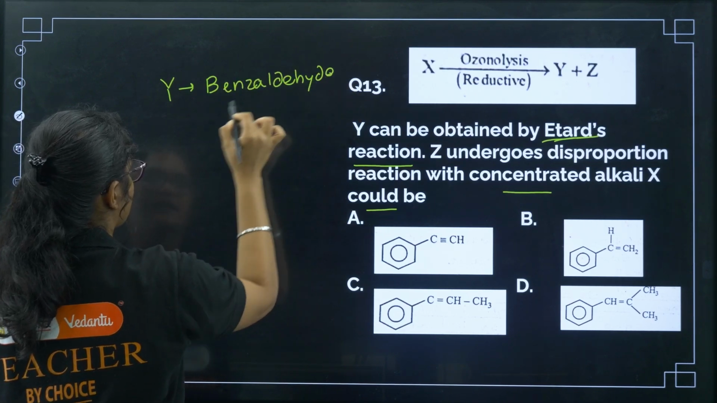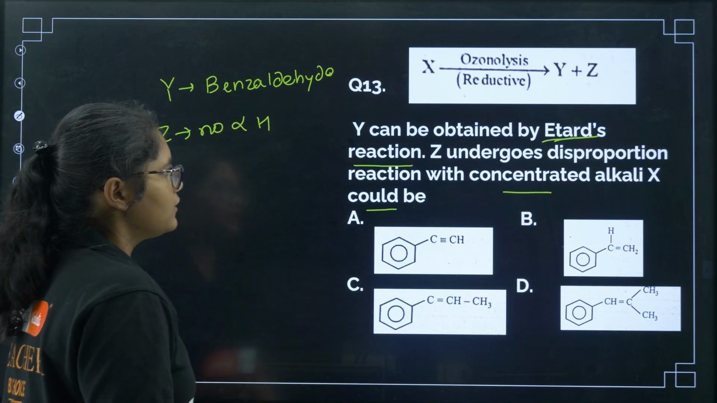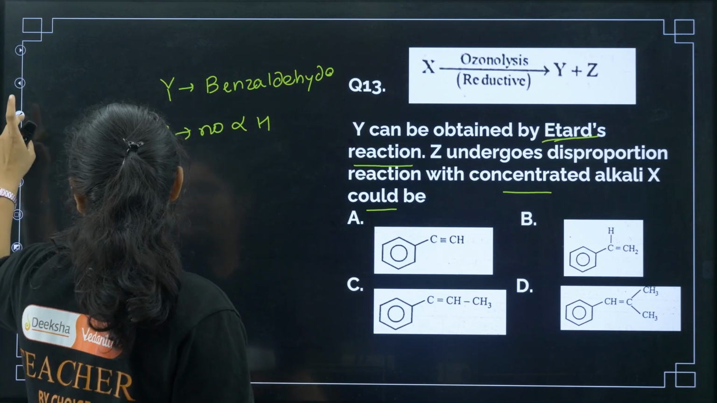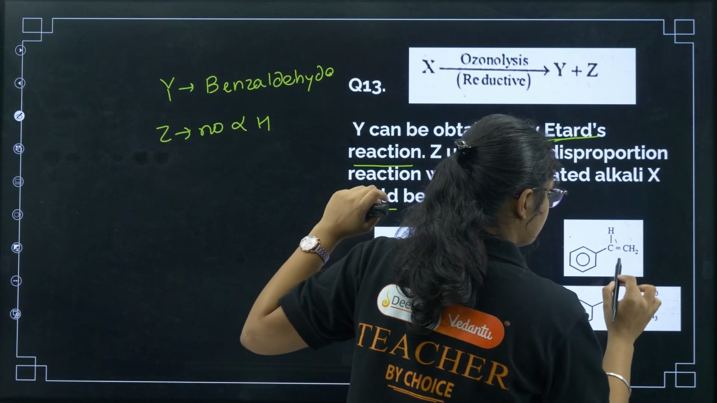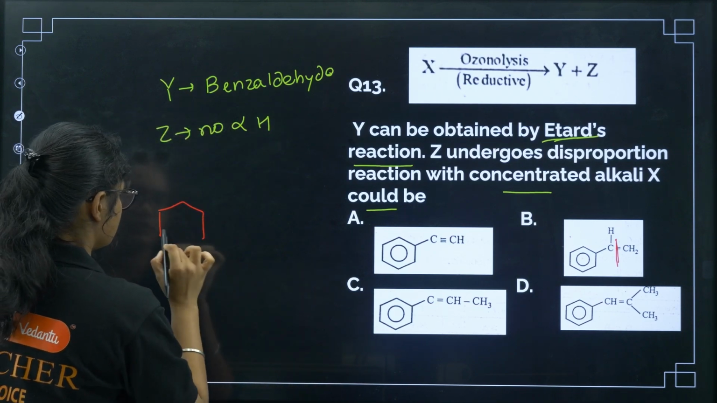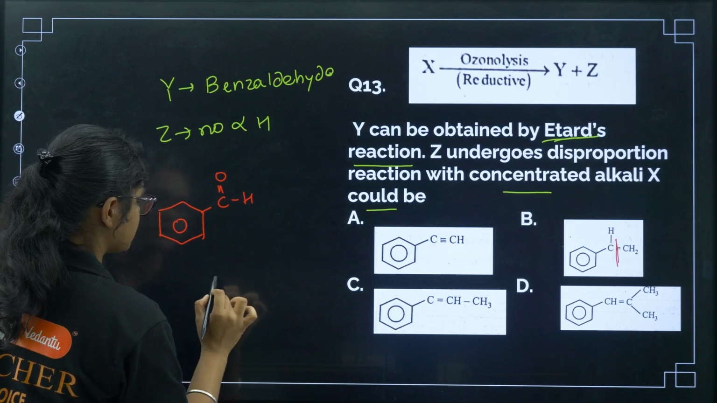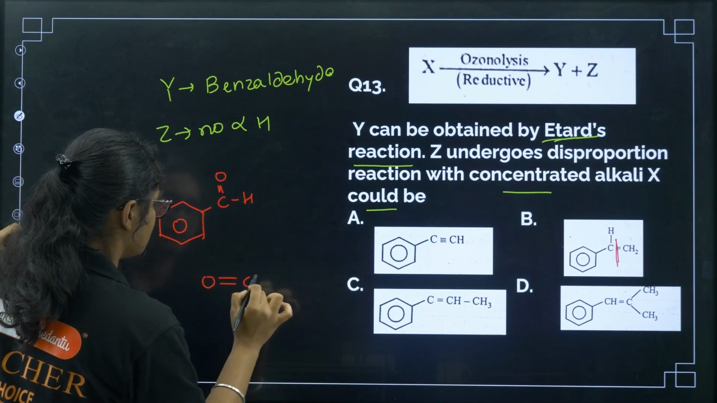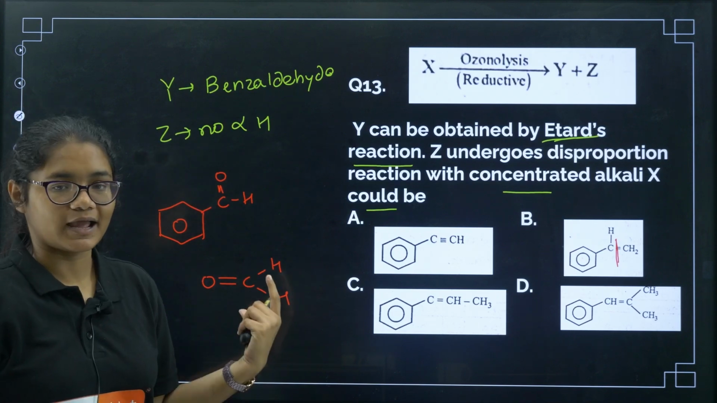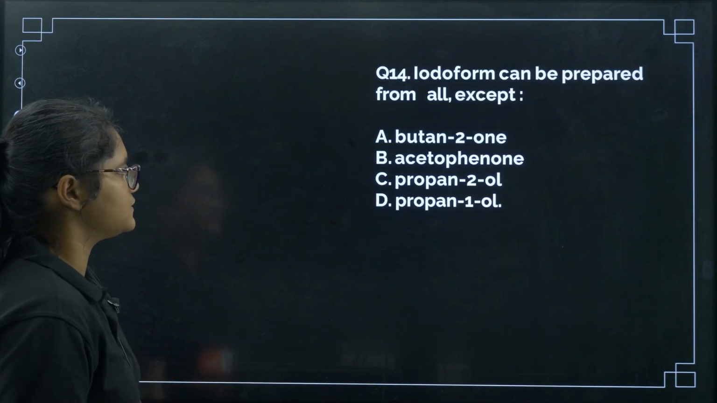Z is a compound with no alpha hydrogen, and X on ozonolysis should give you these two products. So if you see option number B, if you break the bond here on ozonolysis, the products formed here will be CHO, which is a product of Etard reaction, and on that side we will get formaldehyde, right? Now formaldehyde will give you the Cannizzaro reaction, and this is the Etard reaction. Option B will be the correct answer.